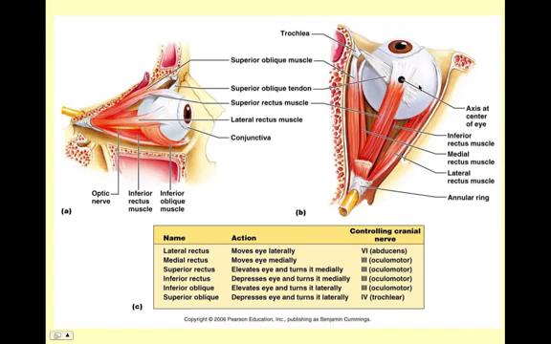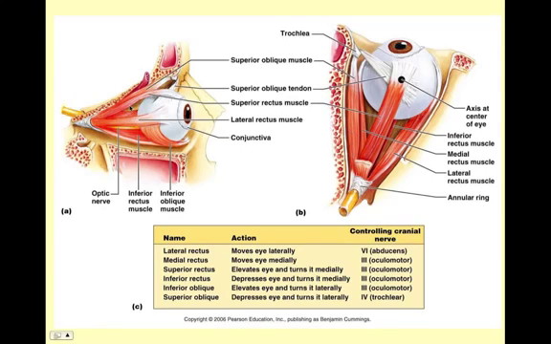The superior rectus is also innervated by the oculomotor nerve. It elevates the eye, moves it superiorly. The inferior rectus, you can see here, coming down around the bottom. And the inferior rectus depresses the eye.